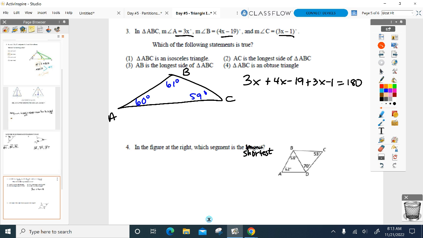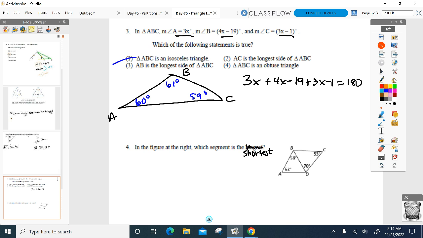All right, ready to answer these. Is ABC isosceles? Nope. If it was, I'd have 2 congruent angles, which obviously I don't. Is AC the longest side in this triangle? Is side AC the longest side?